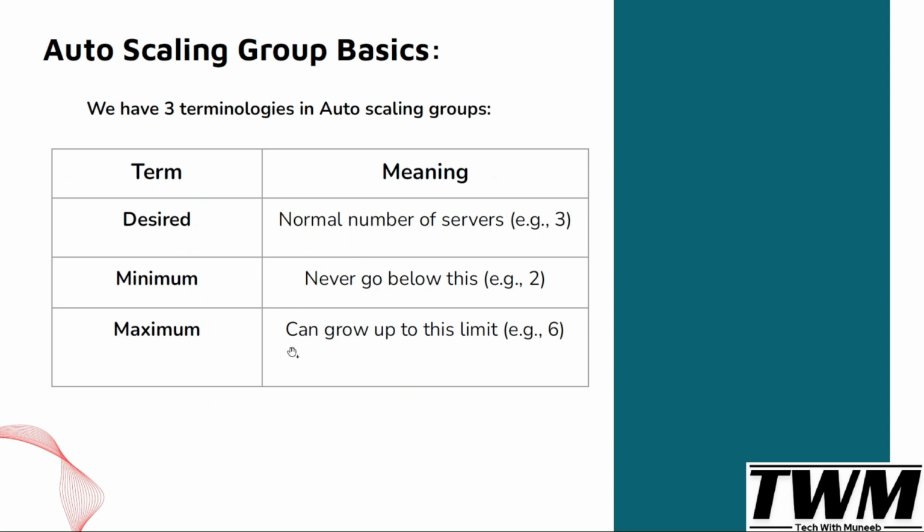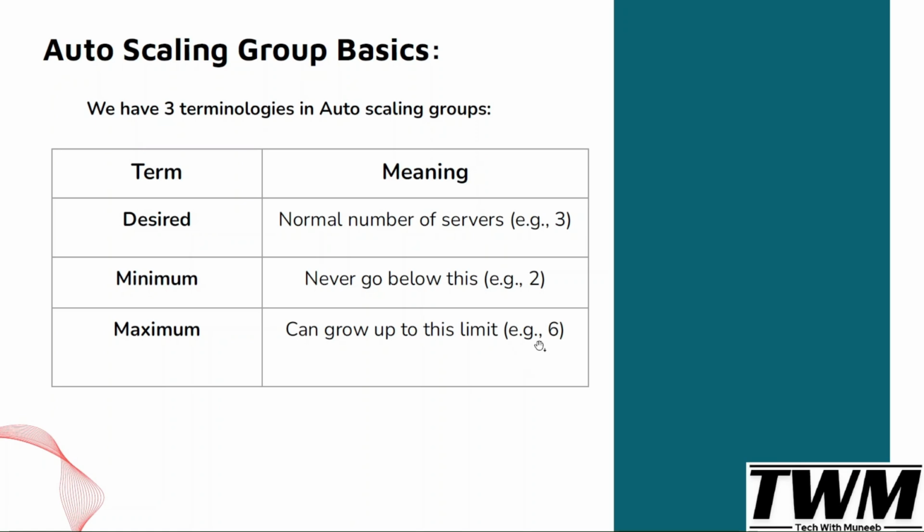These are the terms I was talking about: we have three terminologies, desired, minimum, and maximum. The desired capacity is the normal number of servers. In this case, three servers will be running as usual. The minimum is how many servers would be required at the least. In this case, two servers are okay for minimum capacity. If we talk about the maximum capacity, for example, if an application gets a lot of traffic and three servers cannot handle it, the auto scaling group will automatically provision another three servers because of this limit I have defined here.